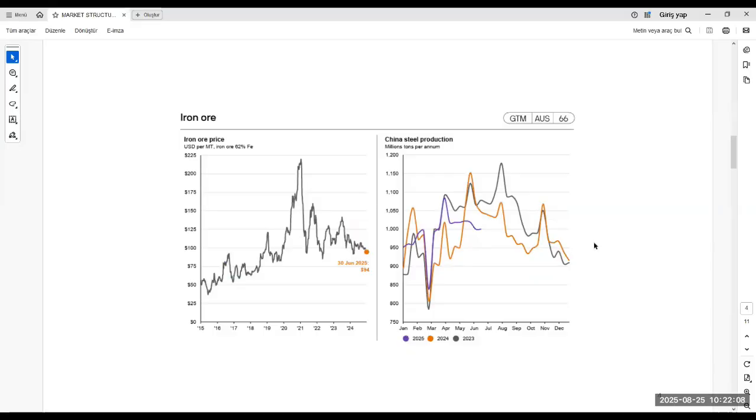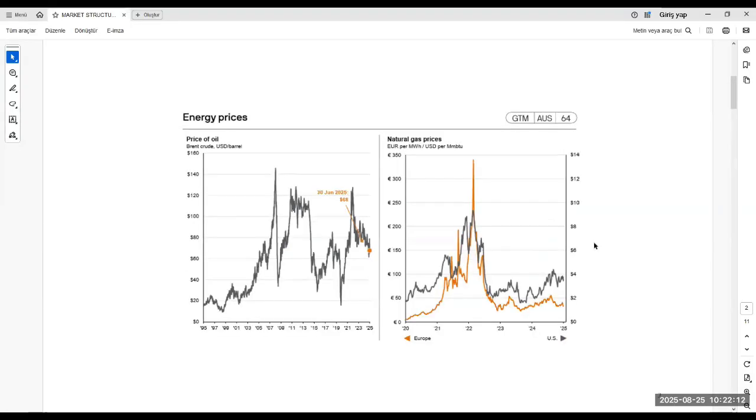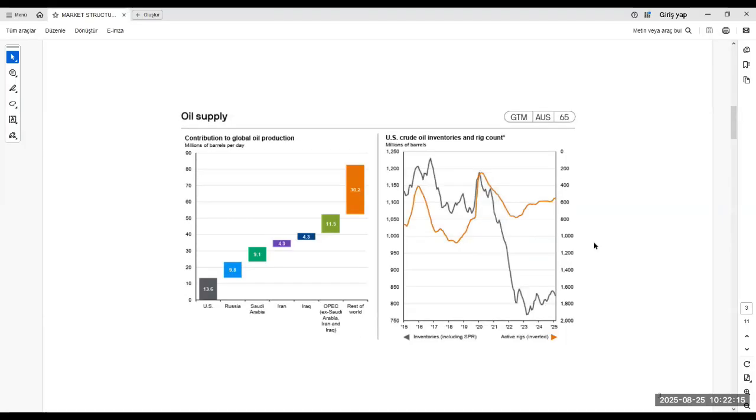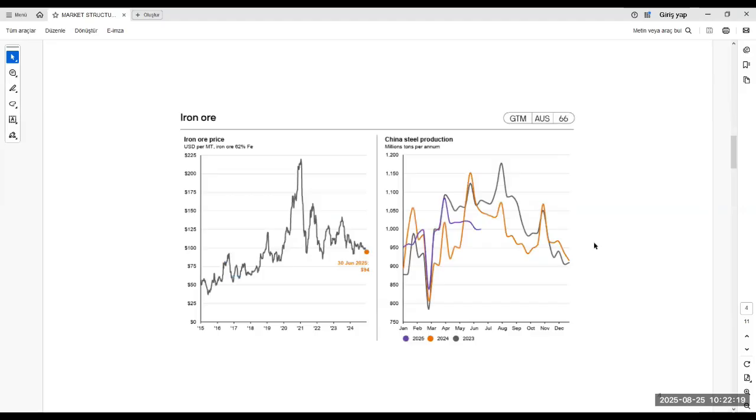And another, this is the metal side. The first two are the energy. Energy one is natural gas, oil, Brent, crude. All this one is the energy market. And now we are in the metal market. This is the iron ore in the metal market. And this is the well-known metal commodity.